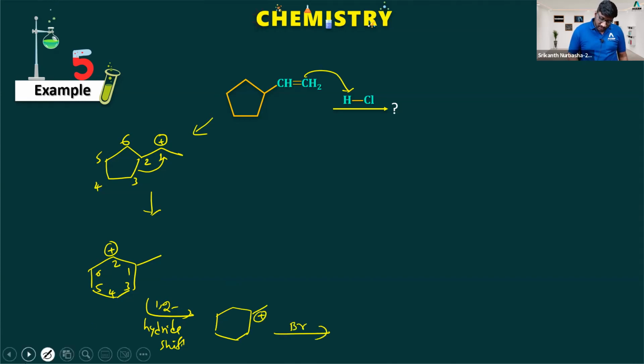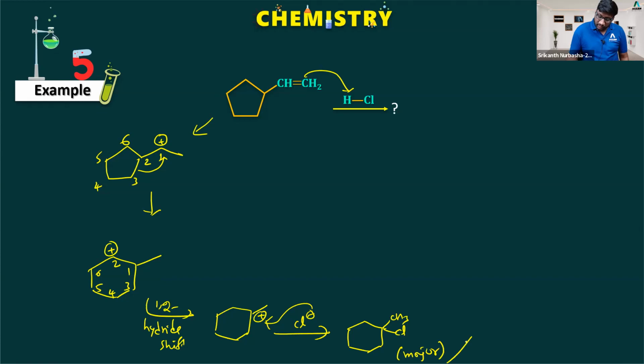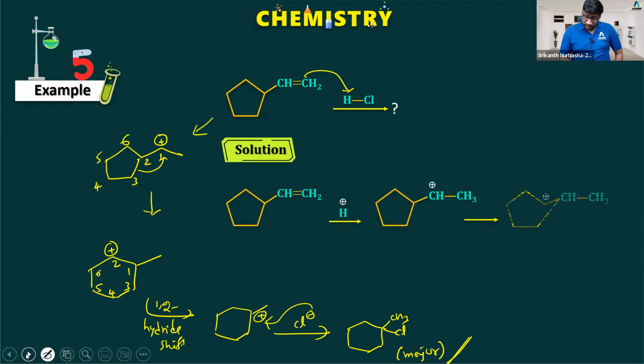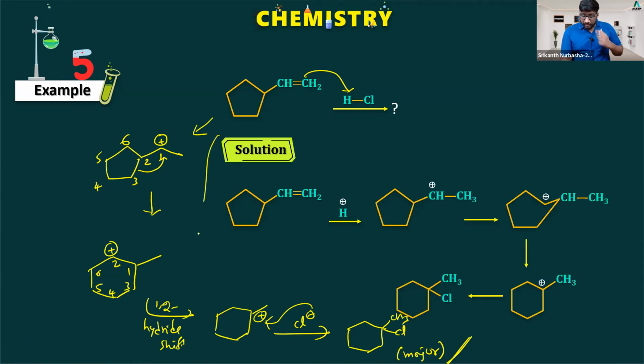Now Br minus or Cl minus, whatever is there in the reaction mixture, the halide ion acts as a nucleophile. Cl minus tries to attack as a nucleophile and generates this particular compound as a major product. Right? Same: ring expansion, then rearrangement, then nucleophilic attack.